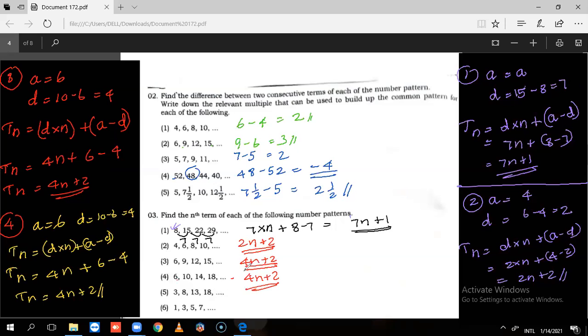For the fifth one also, we have to find the general term. Now can you find it alone?